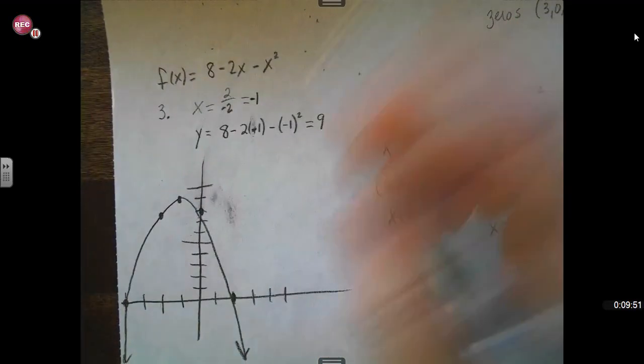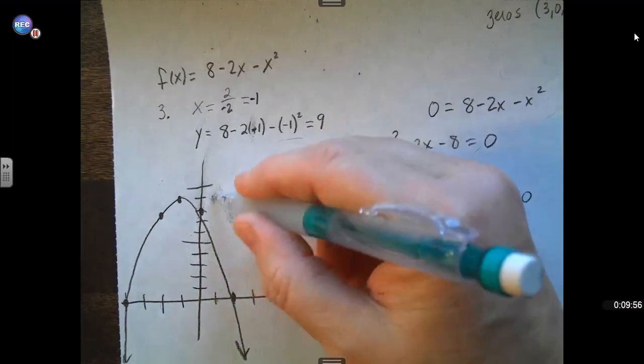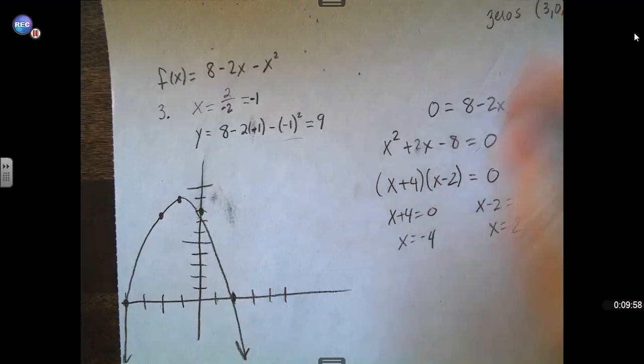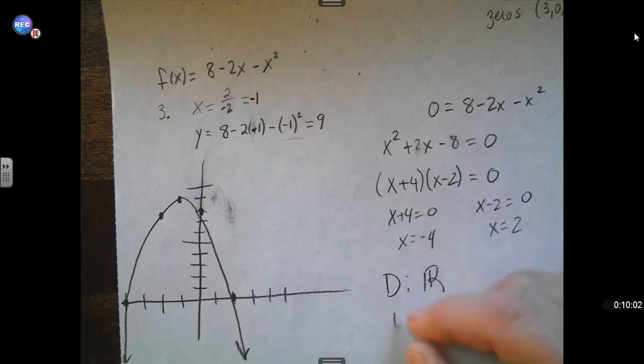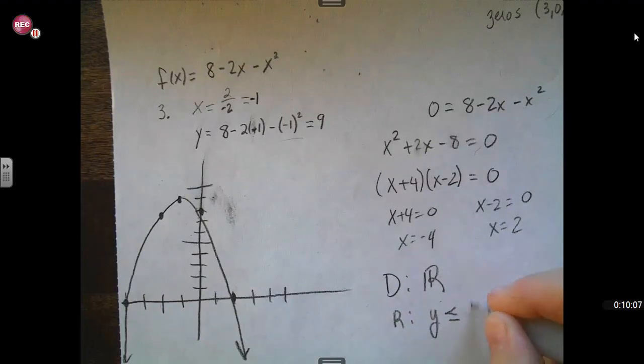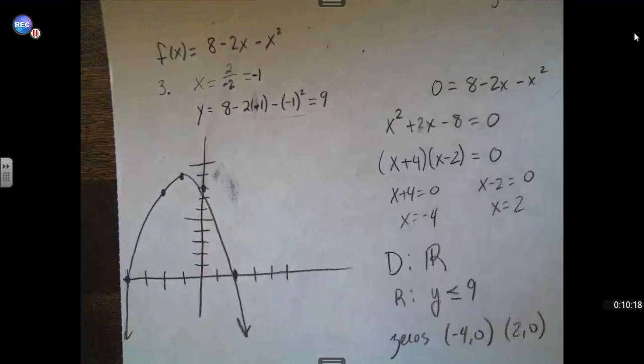So I plugged in -1, but up here I wrote +1, so I graphed +1, 9. Obviously that's wrong. So my domain is all real numbers. My range is y is less than or equal to 9, and the zeros are -4, 0, and 2, 0. And that is everything they wanted.